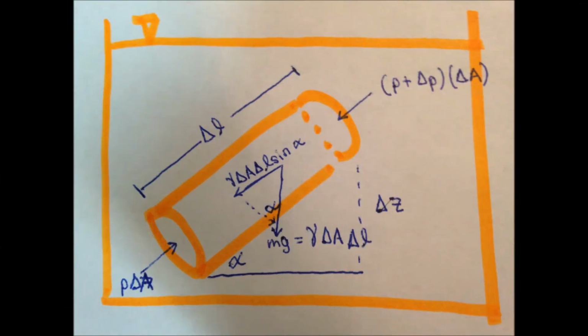Here we have our free body diagram for a cylindrical region in a liquid. The length of the region is delta L, and the difference in height between the upper base and the lower base of the region is delta Z. As you can see, the forces due to pressure are applied along the axis of the cylindrical region.